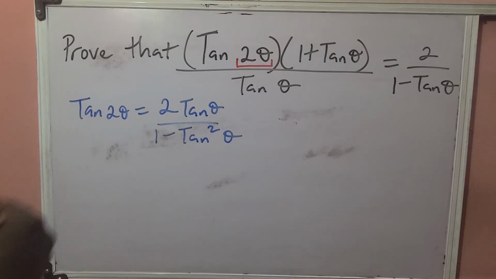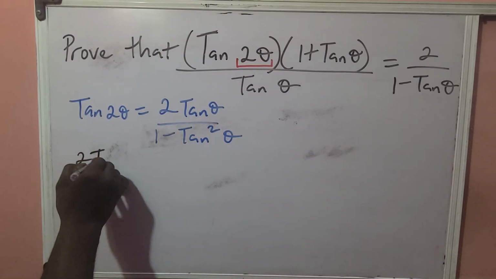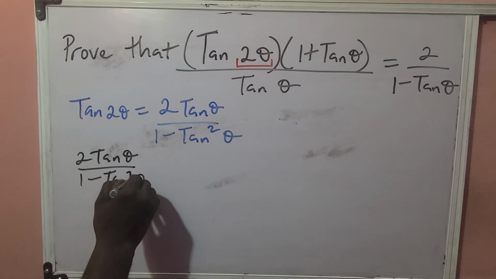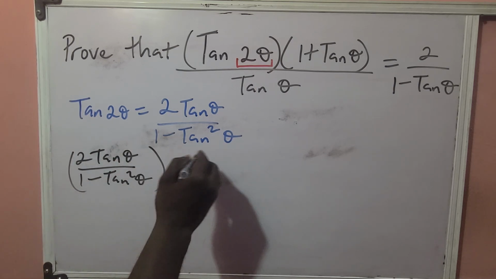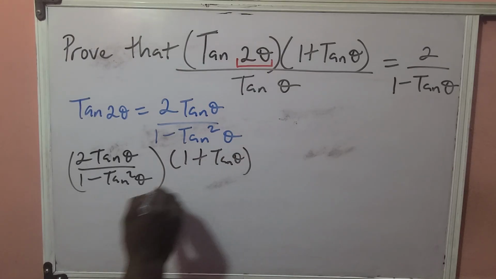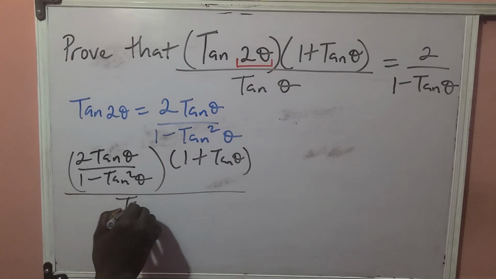So what we're going to do next is to fix this up there. So we have 2 tan theta over 1 minus tan square theta, then everything multiplied by 1 plus tan theta over tan theta.